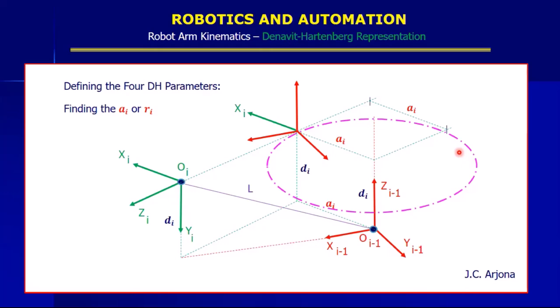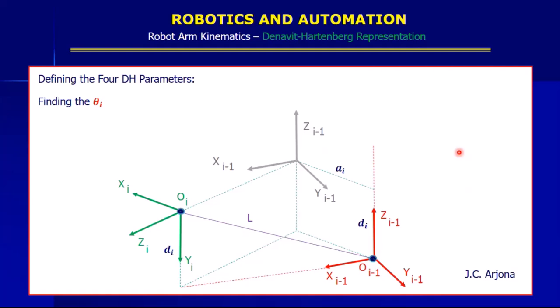Next is defining the angle. This time it is the angle. Our objective here is to rotate a certain axis to align the certain axis with respect to the adjacent. Now, we are going to find theta I. How to find the theta I? First, bringing the projected line along xi.